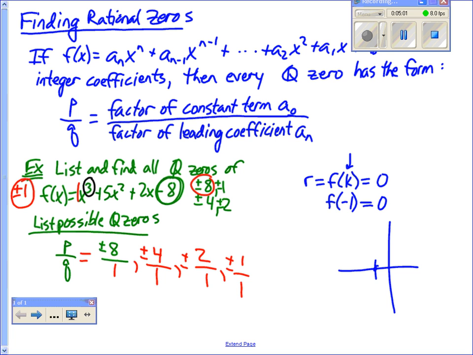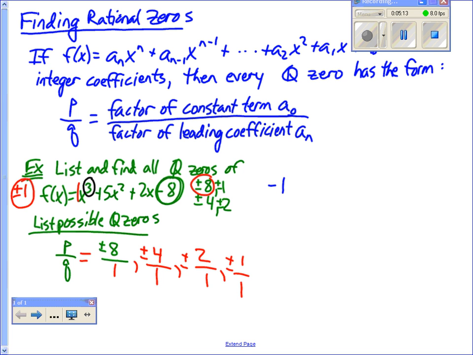Which means it's also a factor, okay? Now, the other way to test it is just to see if I get a remainder that's 0. So I use synthetic division to do it. I use my k to be -1. Okay, so my k is -1, and then I go ahead and do the division.